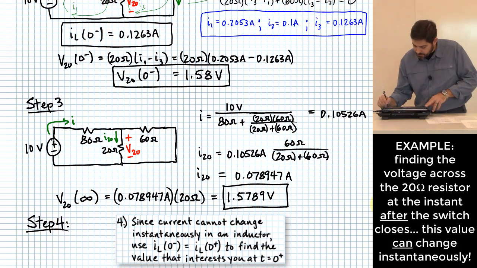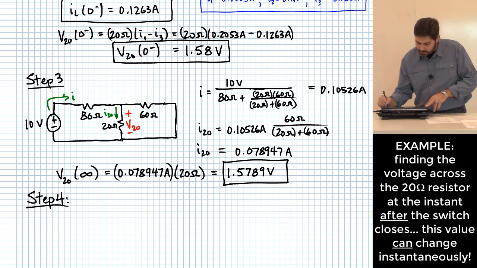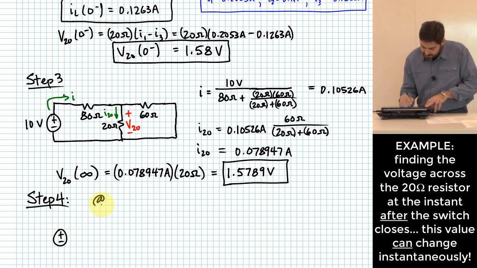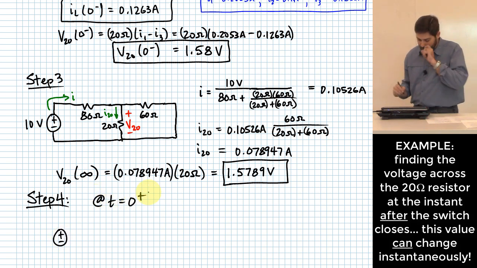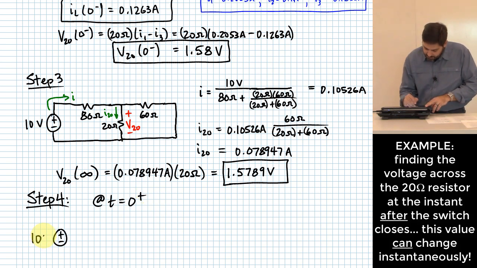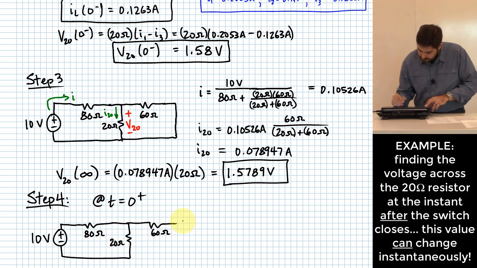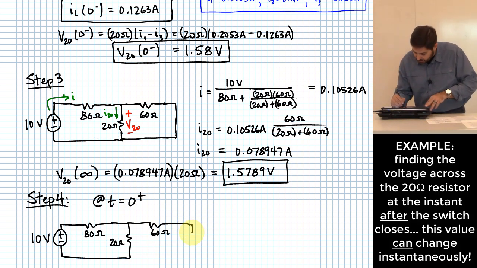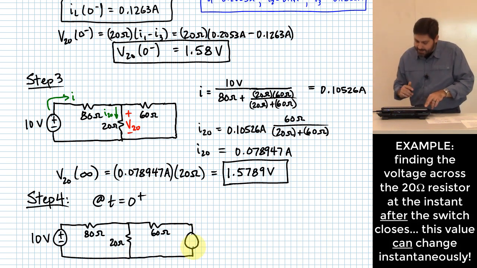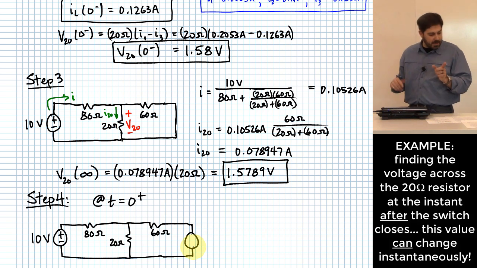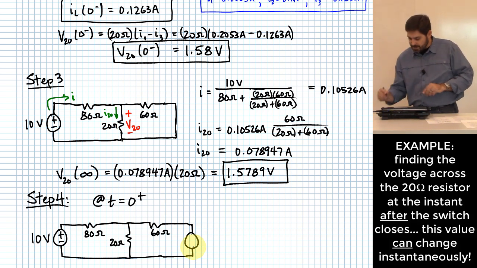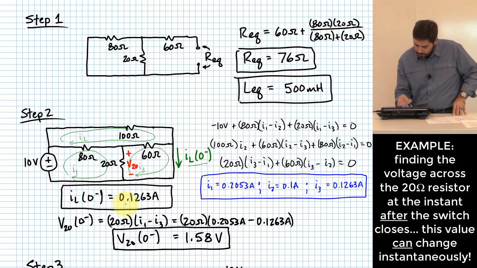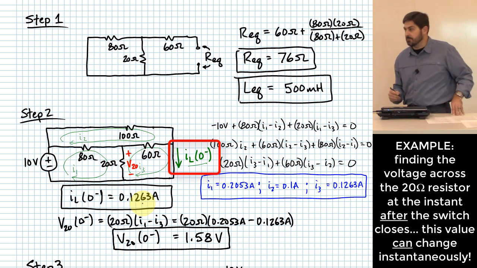So what we have to do is take our circuit after the switches close. This is at t equal 0 plus. So we still have our 10 volt source over here, still going through an 80 ohm resistor. This comes down through a 20 ohm resistor, goes over here through the 60 ohm resistor. But now, right at time equals 0 plus, at that instant in time, it is like we have a current source over here that has the value that we came up with in step 2. What was that value? 0.1263 amps. What direction? Down.